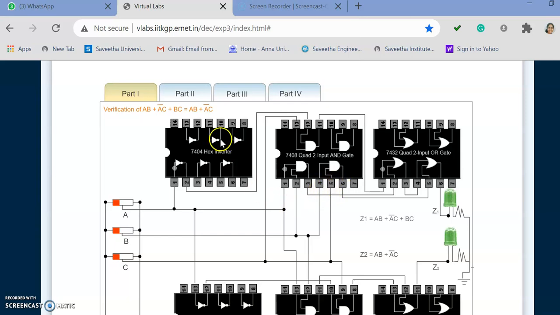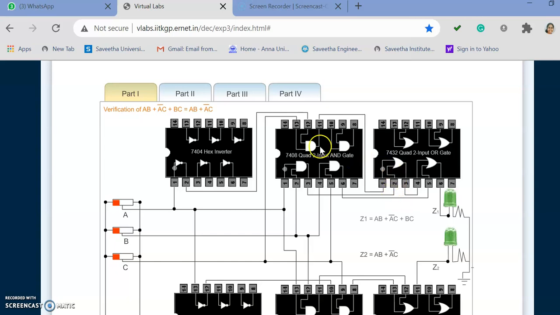So first we need to add AB plus A complement C. So which is our AB? The output, this pin number 3, is going to be your AB. That I'm going to give as pin number 2. Okay, so this is one of the inputs to the OR gate. This is going to be your AB.